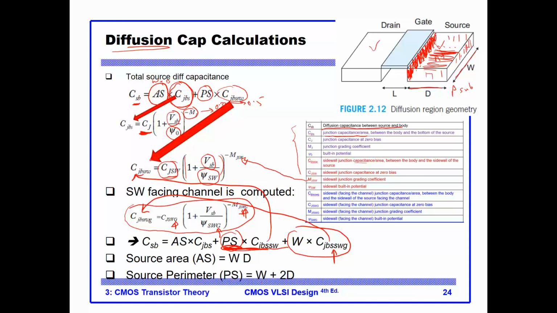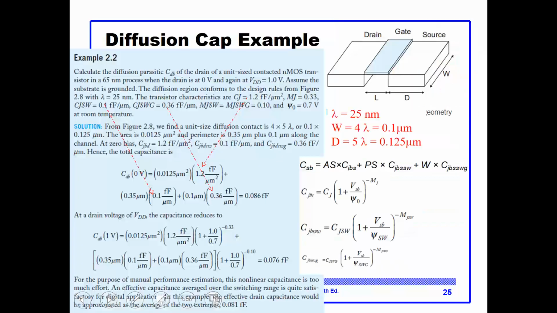Now you notice that these two are the sidewall capacitance, and this here is the bottom capacitance of the junction. You add the two, and the total gives you the junction capacitance for the source diffusion. Okay, let's take an example here.